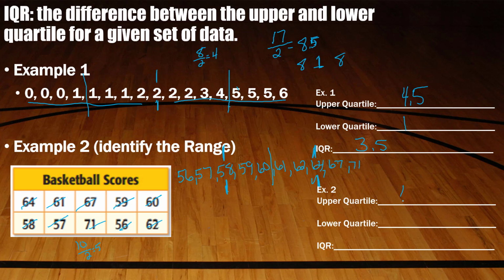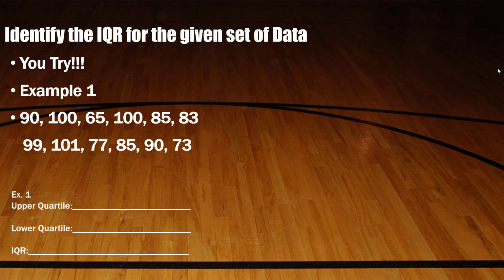So my upper quartile is going to be 64, my lower quartile 58. That has a difference of 6. That's the IQR. IQR should be a relatively easy review from last year. Identifying the IQR for the given set of data. Again, this is just extra practice, so let's work through it together. Now would be a good time to pause the video so that you can try it.